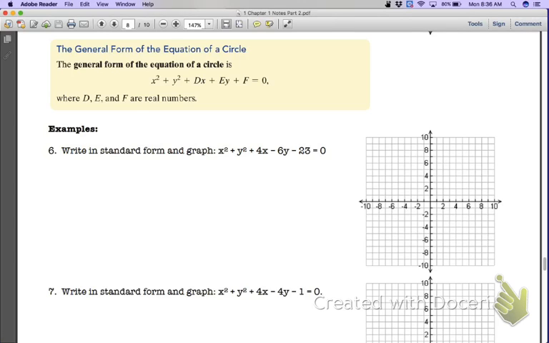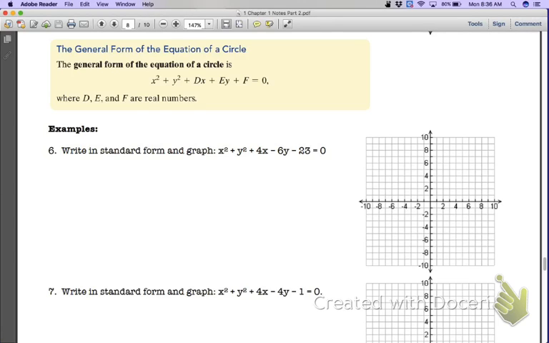So whenever we have a general form, basically that just means we have x squared plus y squared, and then an x value and a y value, and then a constant, and it's all equal to 0. So everything is over to one side. If you take the standard form of the equation, you would square your binomial, and then square your other binomial with the x and the y values, and then put everything over on one side.